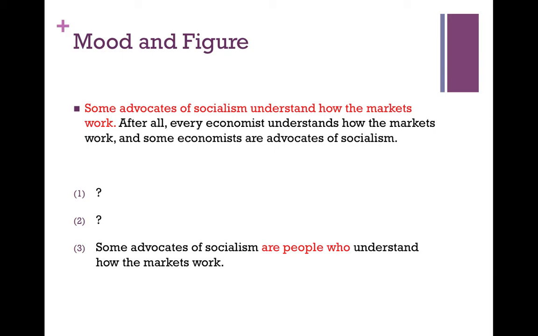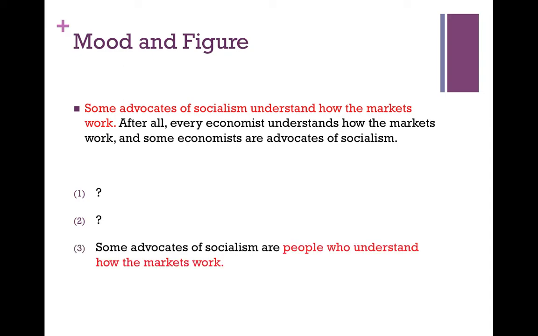Some advocates of socialism are, because I have my copula here, people who understand how the markets work. Notice I have a class here, advocates of socialism. I also name a class here, people who understand how the markets work. I did that because it's going to be helpful for figuring out what our major premise is and what our minor premise is. Now the next thing we're going to do is figure out what our major premise is. How do we do this?